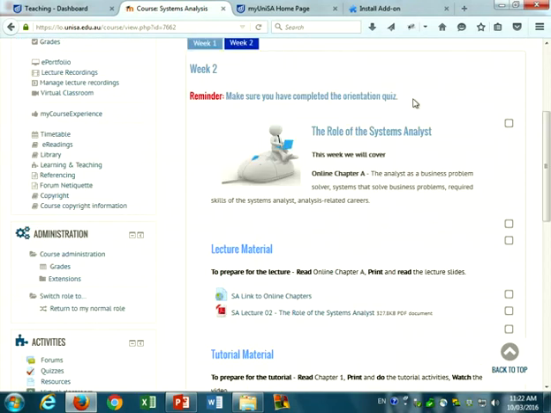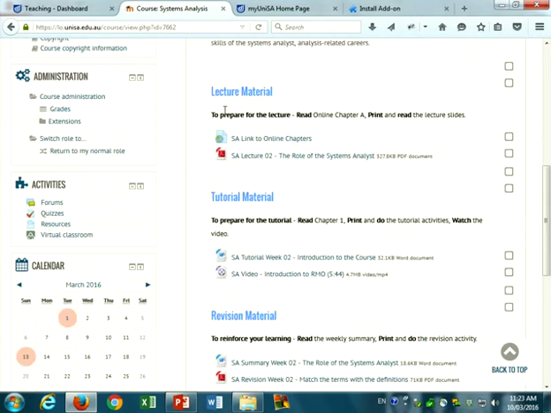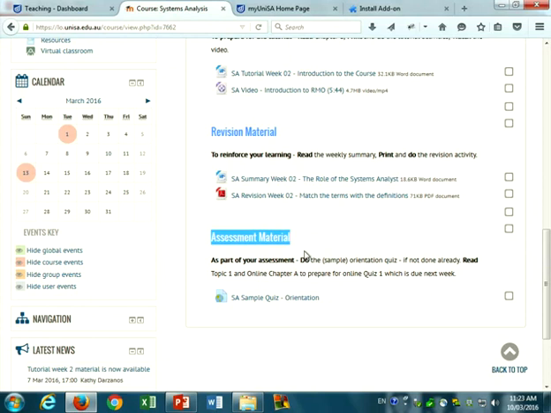Just as a reminder, this week make sure you've completed the orientation quiz. I do put all the reminders up the top on the course website. In addition to that, I want you to also be familiarising yourself and not ignoring what these headings say, because they will be changing from week to week. These are your weekly instructions in terms of what you need to do to pre-prepare for the lecture, tutorial, revision material, as well as what's going on assessment-wise each week.